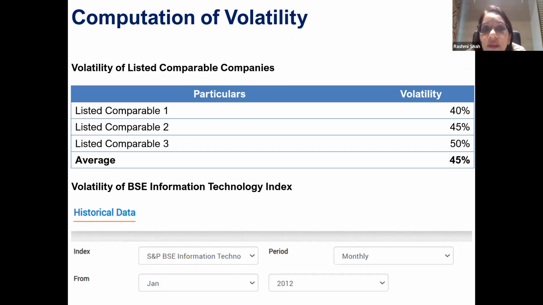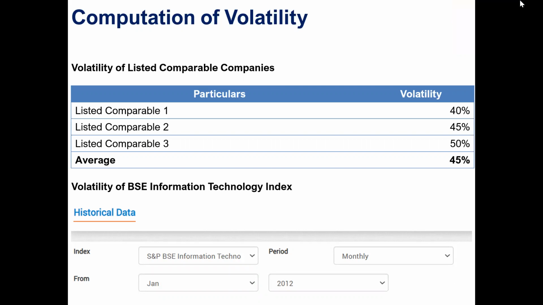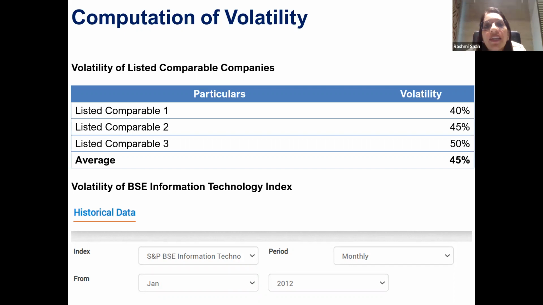Anyone who's used a different approach to compute volatility? I think no one would like to volunteer. Okay, maybe we'll take this up at the end. That time people will come, they'll have their questions, and that is where we can discuss.